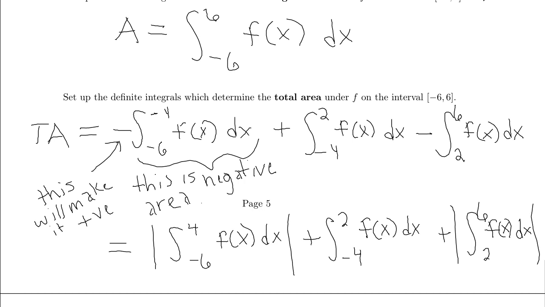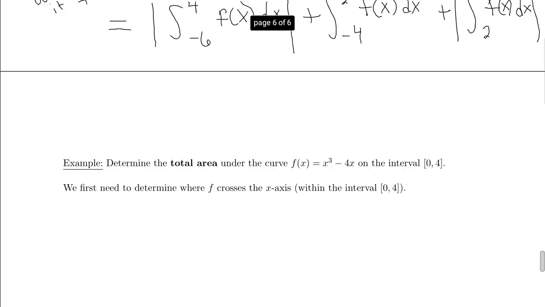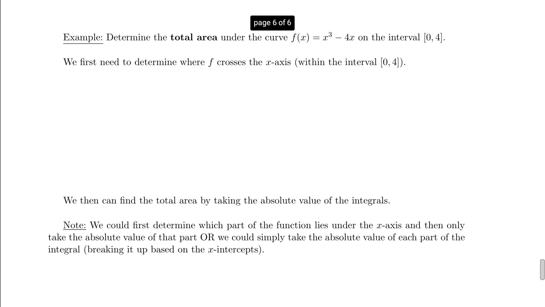So let's work through an example. We want to determine the total area under this curve on the interval 0 to 4. So keep in mind, because it's the total area, we want all of our area to be counted as positive. We never want it to be negative if it's below the x-axis. So the first thing we need to determine is where does our function cross the x-axis on that interval? Because if it's crossing the x-axis, that means that we're going to have some positive area and some negative area.